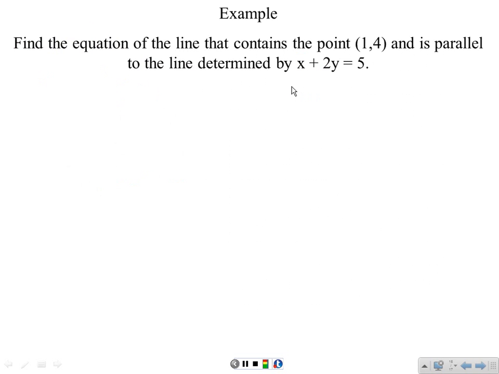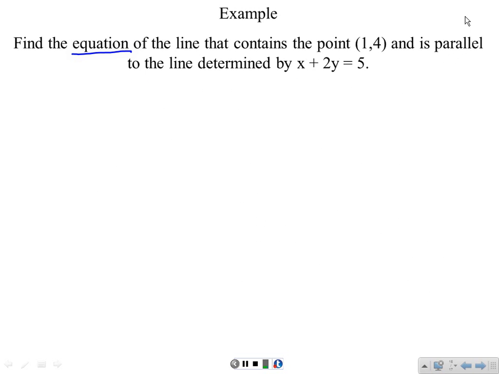Okay, find the equation of the line that contains the point 1, 4 and is parallel to the line determined by this equation. Okay, so what we're doing is we're finding an equation, so don't stop until you have an equation of a line, and we're going to put it in standard form because the equation given to us was in standard form, but we need one parallel.